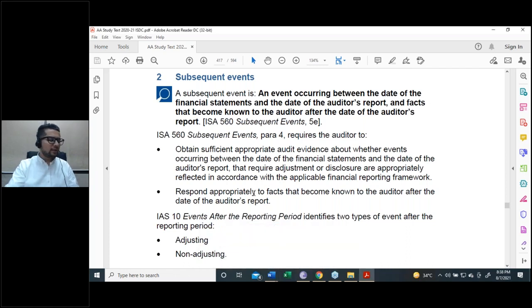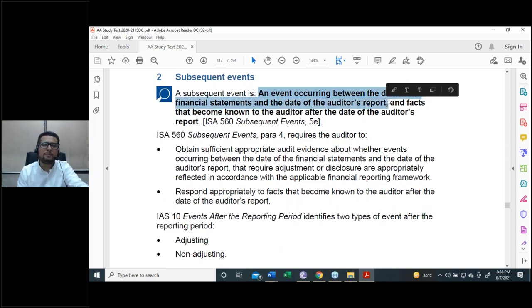Let's quickly wrap up a few more minor topics such as this one, which is called subsequent events. So what are subsequent events? An event occurring between the date of the financial statements and the date of the auditor's report. So let's imagine the balance sheet date or the date of the financial statement is 31st December, and the auditor is going to sign the audit report, let's say on 31st March.